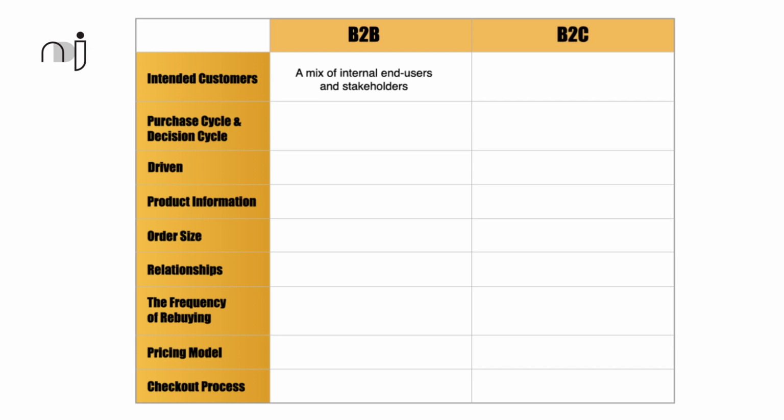The purchase cycle and decision cycle of B2B is standardized in order to make the process of purchasing as informed as possible. The downside, however, is often a long duration until the purchase is made. It may last weeks, months, or even years from doing research until placing the order.